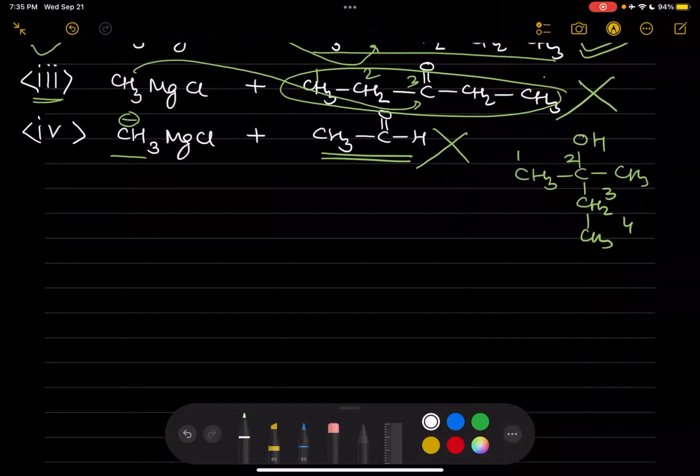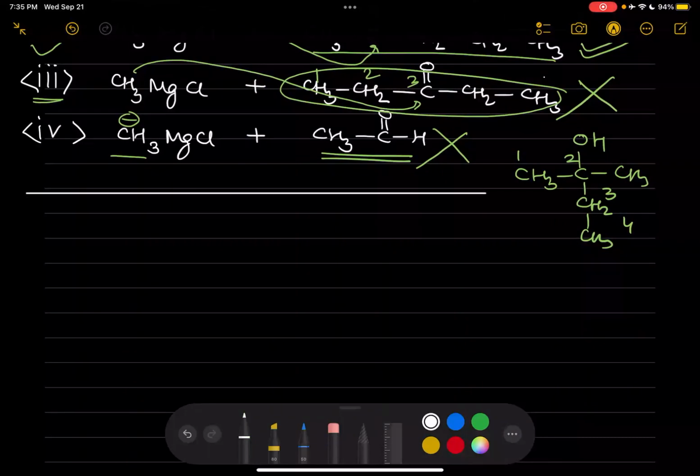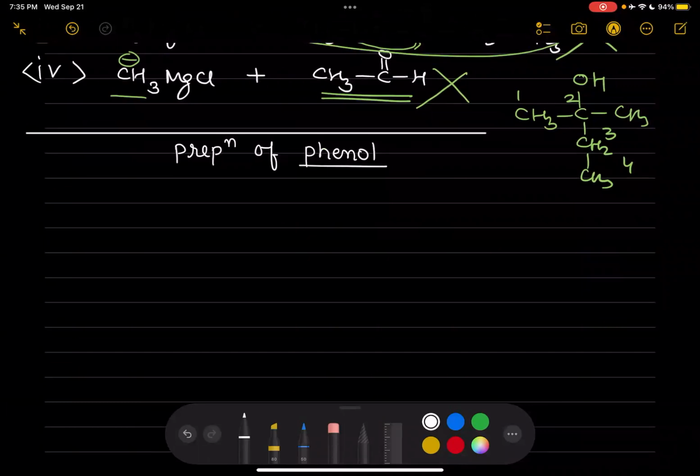So let's move on to the next topic, preparation of aromatic alcohol. Till now we have seen how to prepare aliphatic alcohol. Aliphatic alcohols have alkyl groups like methyl, ethyl, propyl, normal alkyl groups. But now we are dealing with preparation of phenol. Okay. So what is phenol?